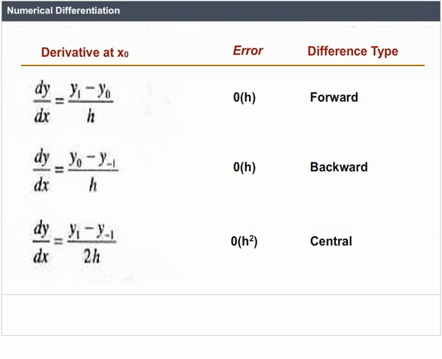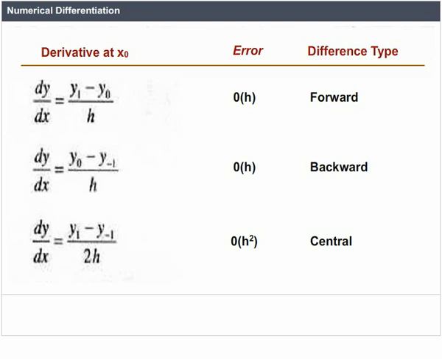Now we are going to see a table with 3 columns. The first column has the derivative at x0, the second column the error, and the third column the difference type. We are going to see the table row by row. First row, dy by dx equals y1 minus y0 by h, error is order of h, difference type is forward. Second row, dy by dx equals y0 minus y minus 1 divided by h, error is order of h, difference type is backward.